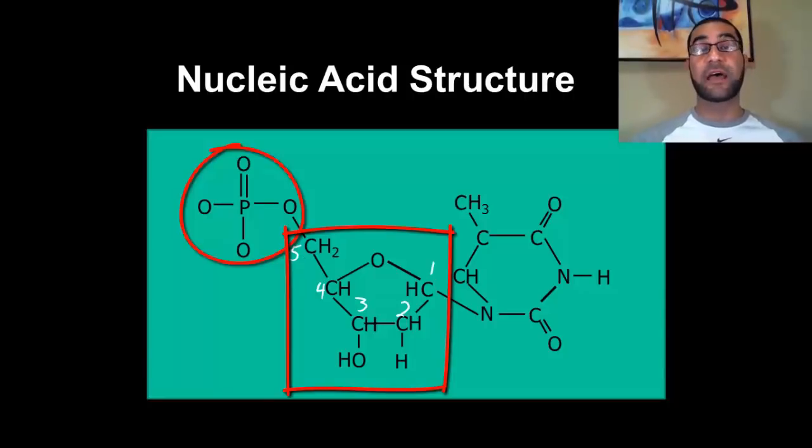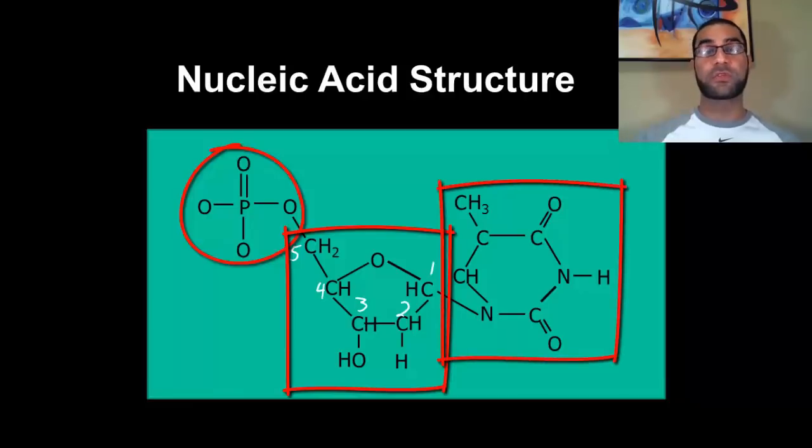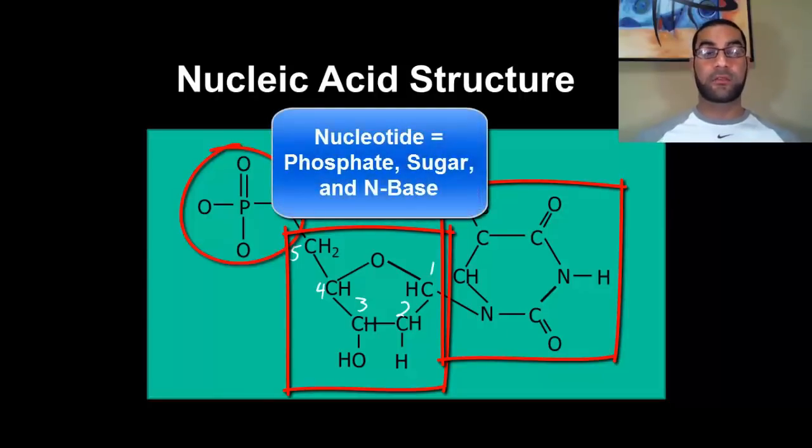So this is the 5-carbon sugar here in the middle. And then finally, you have one of 4 different categories of nitrogen bases that are connected to the sugar. So the three parts of a nucleotide are the phosphate, the sugar, and a nitrogen base. Okay? Now, there are two different categories of nucleic acids. There is what we consider DNA, and there's what we consider RNA.